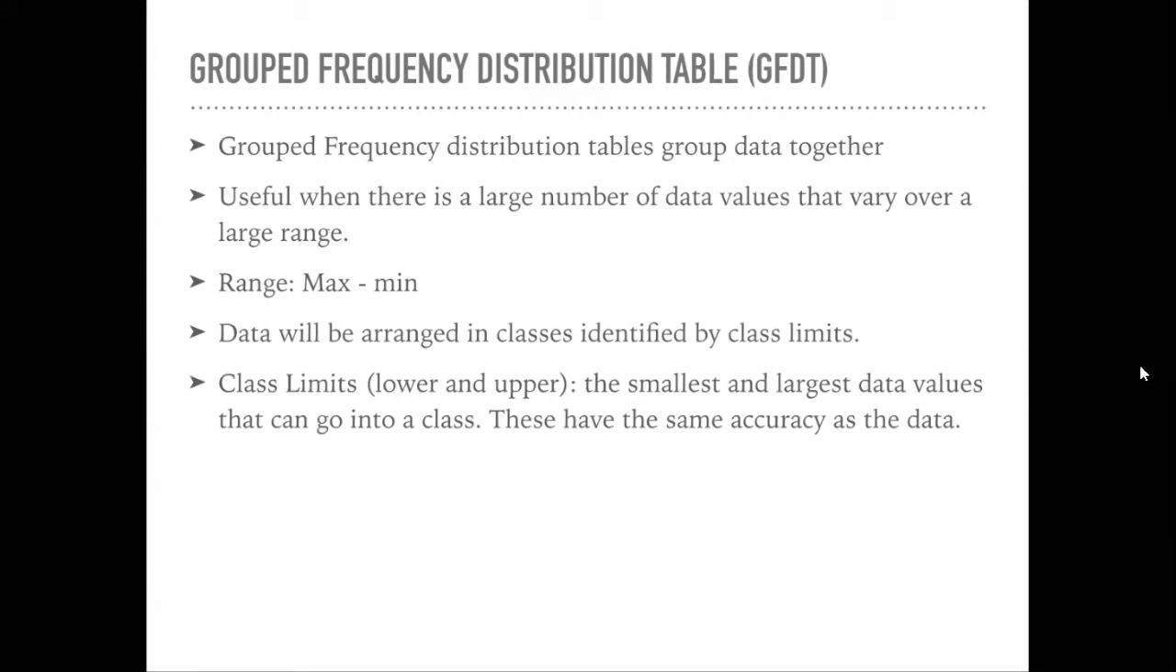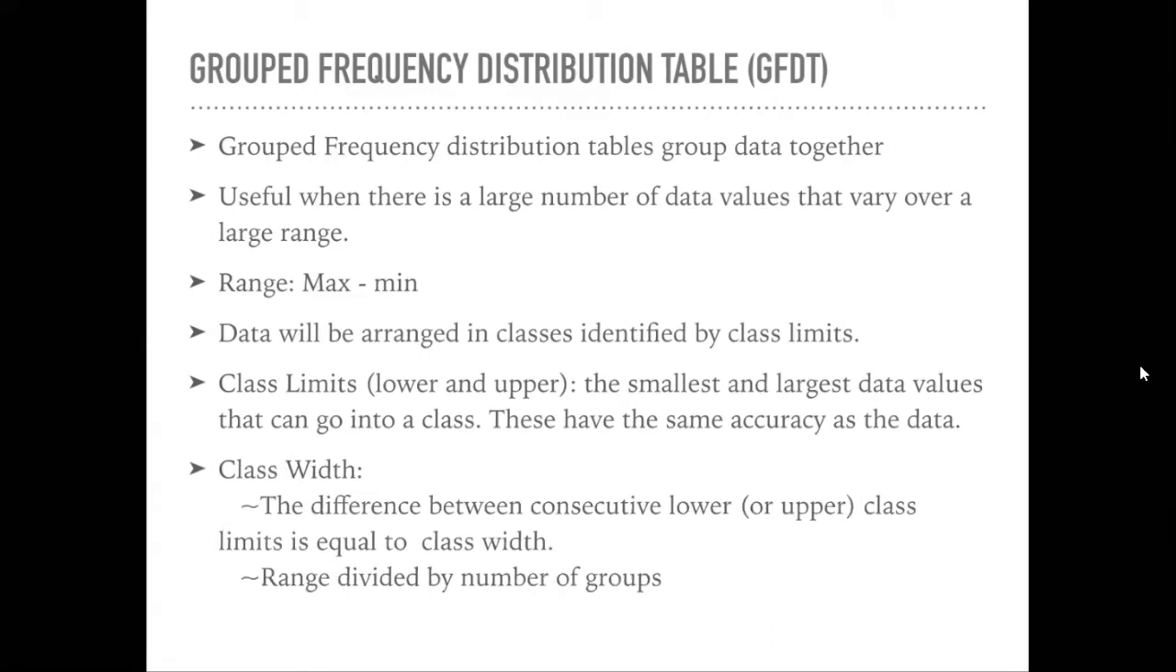Now, when thinking about your class limits and constructing this group frequency distribution table, we want to think about how many numbers are we going to put into one class together? That really depends on the number of groups that you want to have for your grouped frequency distribution table. So your class width, or basically the amount of the range of data values that can fit into each individual class, is called the class width. It's the difference between your consecutive lower or consecutive upper class limits.